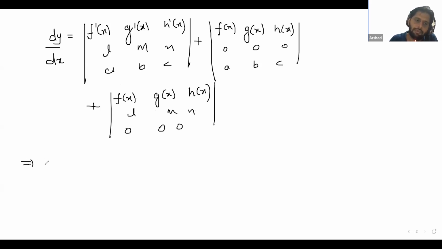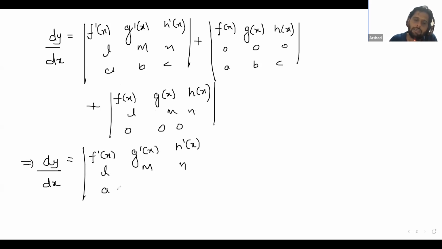So what we will get here: dy/dx is equal to f'(x), g'(x), h'(x), l, m, n, a, b, c. And you know that the second determinant value is zero, and similarly the third is also zero because the complete row is zero. That's why the value of the determinant will become zero. Same with the third determinant. So we have proved this one. And the next step, just ignore the zero, and this is the final answer.